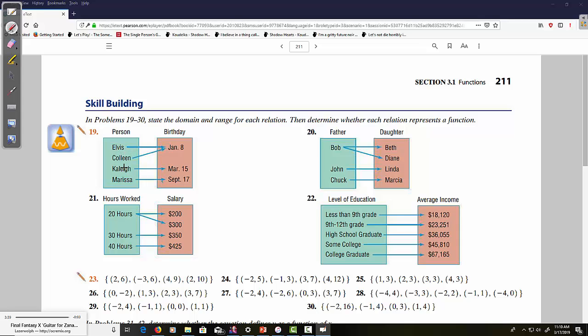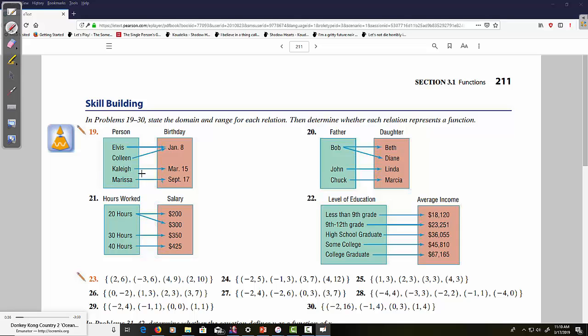Elvis has January 8th as his output, probably. Colleen has January 8th as well. Kaylee has March 15th. Marissa has September 17th. Each input only has one output coming out of it. Now, this output actually has multiple inputs going into it, but that's not the condition for a function. Remember, the condition for a function is each input has a single output. It doesn't really say anything about how many inputs an output might have. So you just look at the input side, see how many outputs are coming out. If it's more than one, it's not a function.